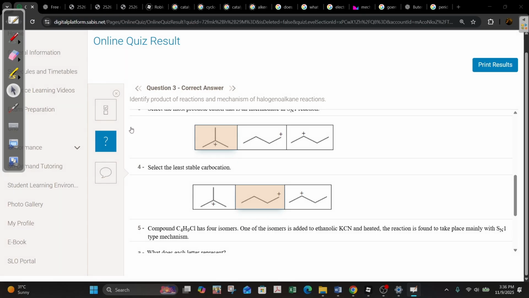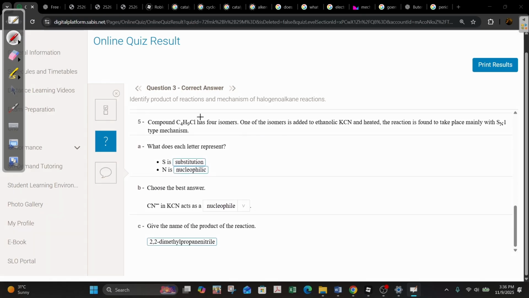Okay, compound C4H9Cl, one of the isomers. This is a halogenoalkane reacting with KCN, so this will be nucleophilic substitution. KCN acts as a nucleophile. A nucleophile is an electron-rich species, so it just has a lot of electrons.